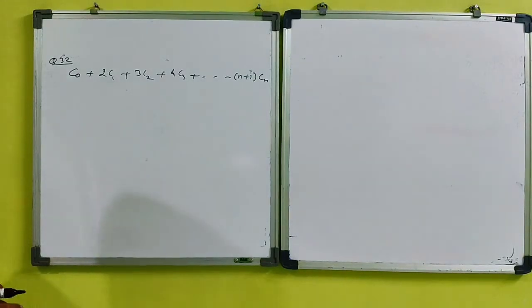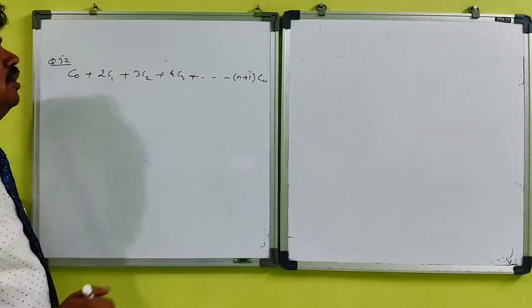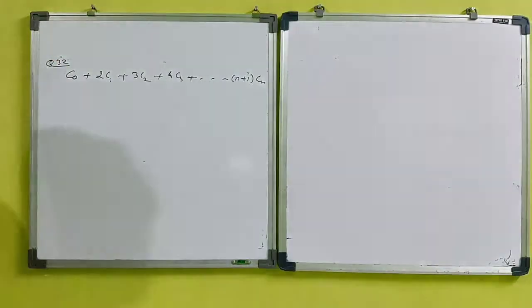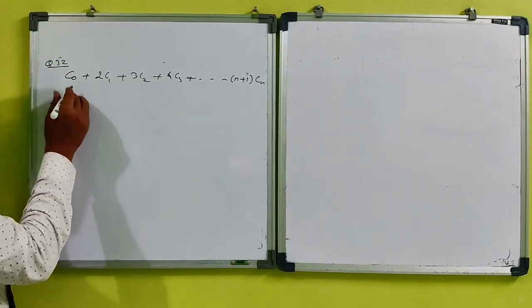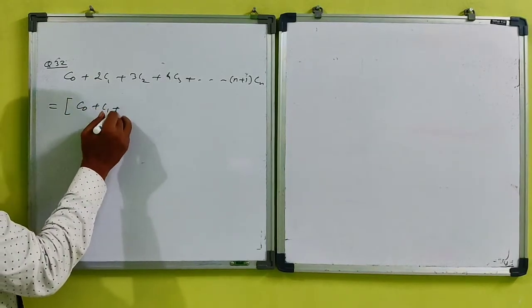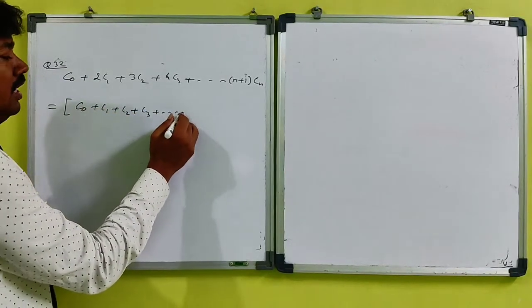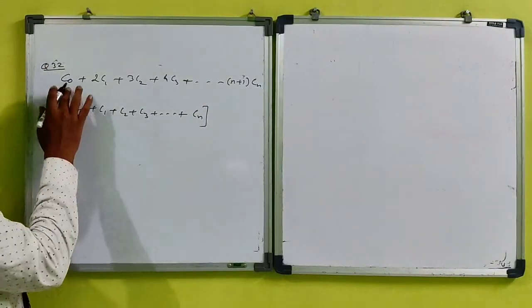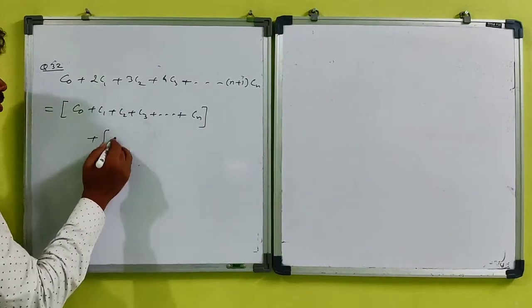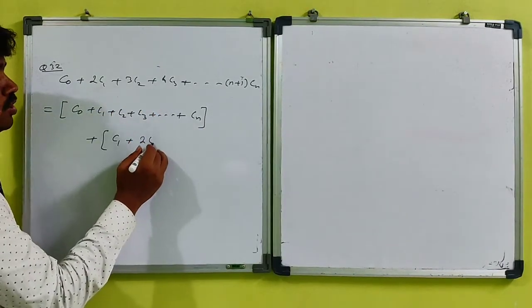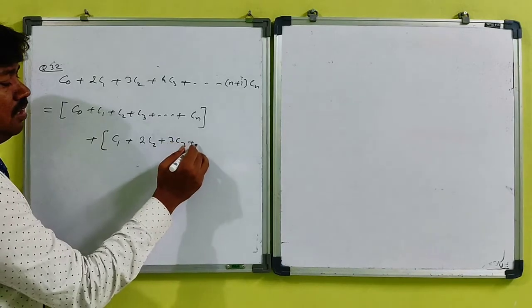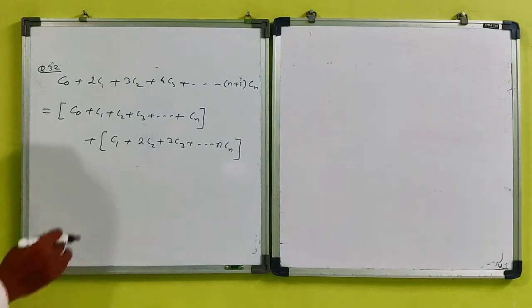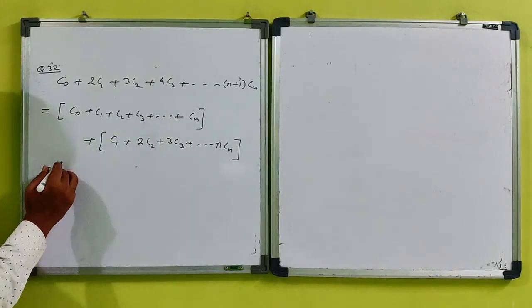Yes, so next, question number 32. In this, you have to find this value: C0 plus 2C1 plus 3C2 plus 4C3 and so on, up to Cn. If you take one term out of each term in the bracket, what remains? One is gone here. In the second bracket it will be 1, C1, then 2C2, next 3C3, and the last one is nCn. So what is the value of this? It is nothing but 2 raised to n.